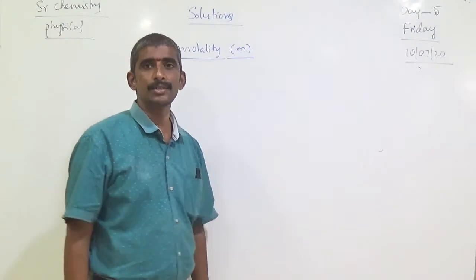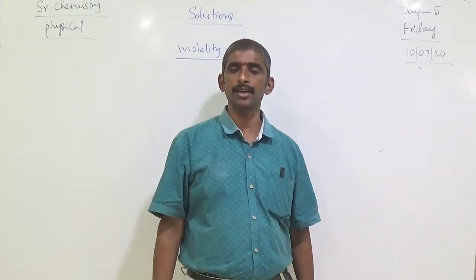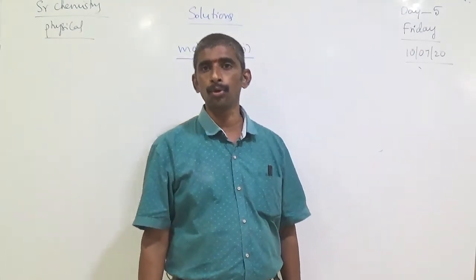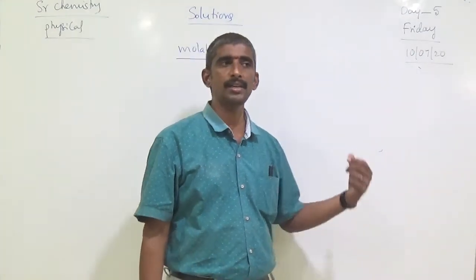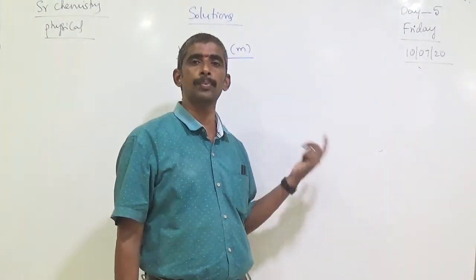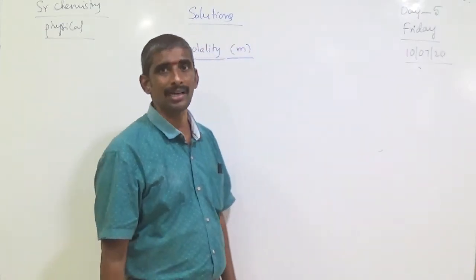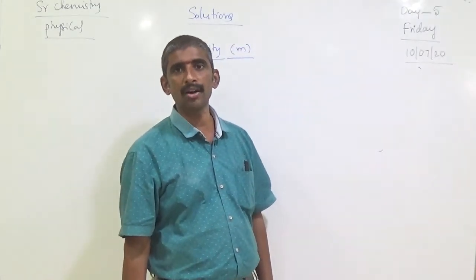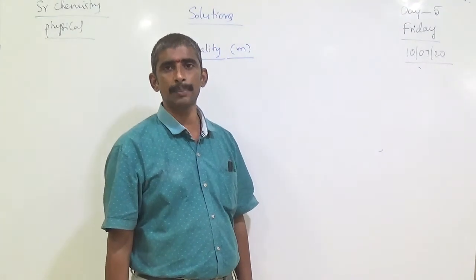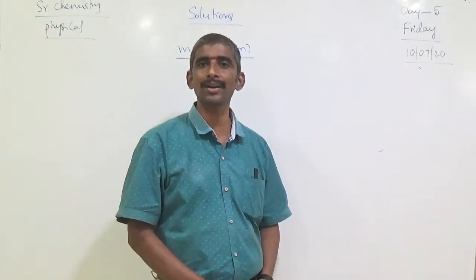It is independent of temperature. Units of molality are moles per kilogram. Once again, molality is defined as the number of moles of solute present in 1 kilogram of the solvent. It is independent of temperature. It is represented by the symbol small m. Units of molality: moles per kilogram.